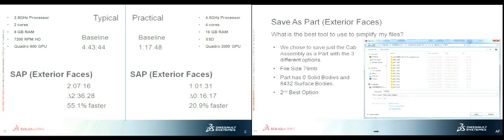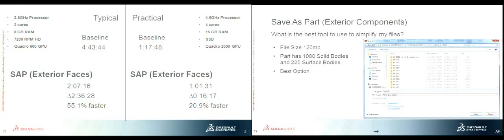But if we move on to the next option, which is exterior components, and we're saving the components themselves, just the exterior ones, leave everything on the inside out of the picture. Now we got 129 megabytes worth of data, and we have a lot of solid bodies now. We kept the solid information. We got almost 1,100 solid bodies and 225 surface bodies to complete this. Now, this was our best option, giving us 60% faster and 26% faster on the practical machine. That's not bad.